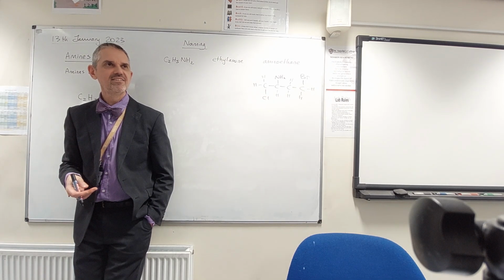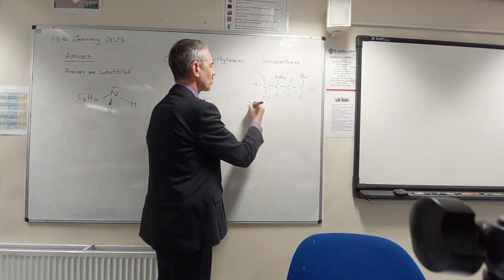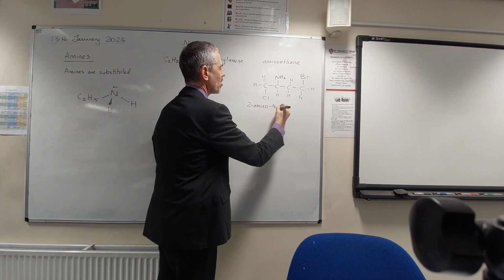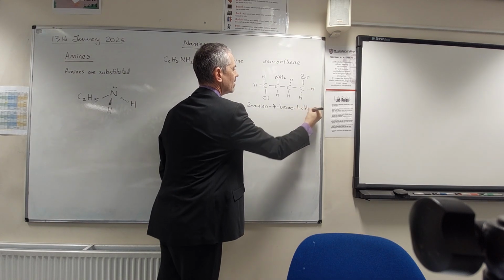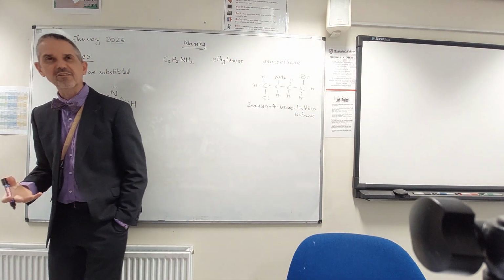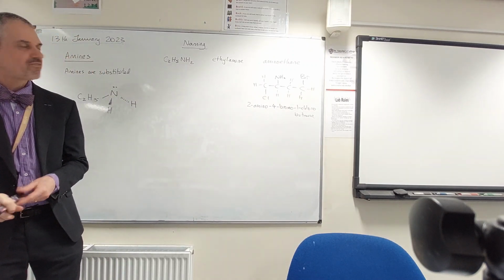Alphabetical. A, B, C. 2 amino. 4 bromo. 1 chloro. Butane. So, in a way, that's a familiar system, but it's not always very convenient.